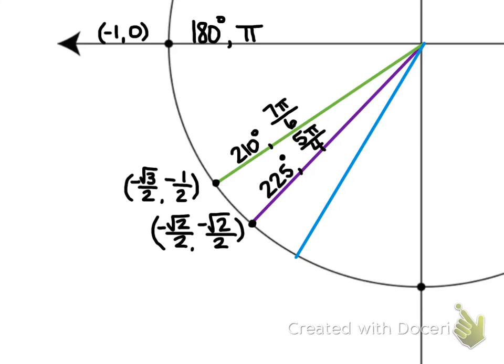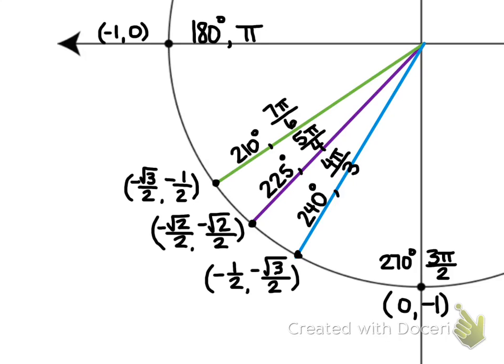Our next point is 225 degrees, 5 pi over 4. And our ordered pair is negative square root of 2 over 2, comma negative square root of 2 over 2. Next is 240 degrees, which is 4 pi over 3. Our ordered pair is negative 1/2, comma negative square root of 3 over 2. Straight down is going to be 270 degrees, which is 3 pi over 2. And our ordered pair is 0, negative 1.